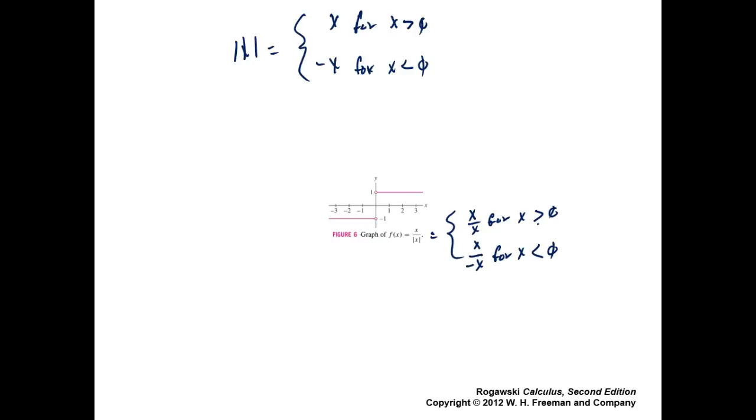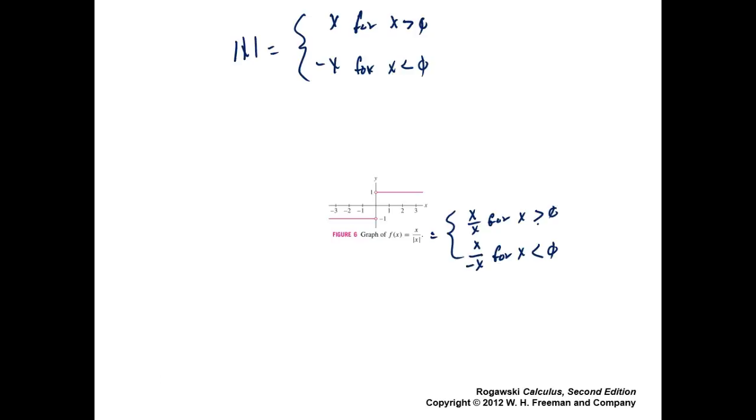Plus 1. What's x over minus x? Negative 1. So this has negative 1 for any x less than 0. That has a limit of positive 1 for any x greater than 0. As x gets closer and closer to 0, they each have limits, but they aren't the same values. So this does not have a limit.